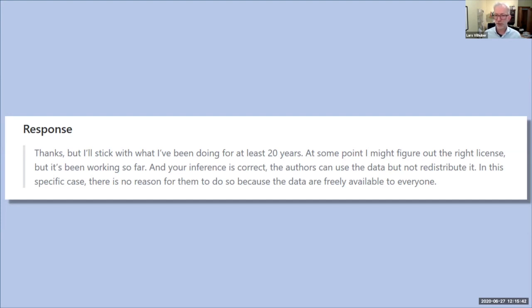I also queried a second academic provider, who I'm not going to name, who said, no, I'm not going to allow people to redistribute my data. This has worked fine for 20 years. I'm not changing that right now. Anybody can get the data from my website.